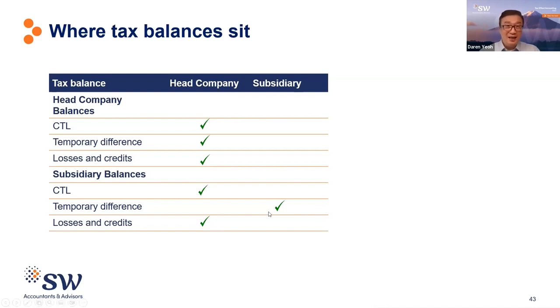The only balance that stays in the subsidiary entity is the deferred tax asset and liability on its balance sheet items, its temporary differences, because the balance sheet belongs to the subsidiary member.